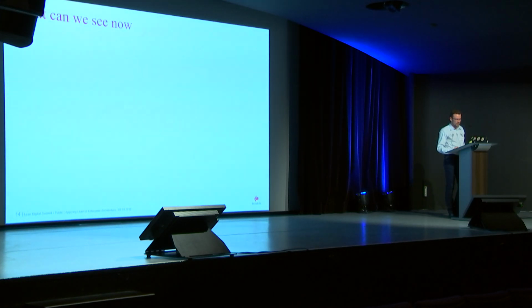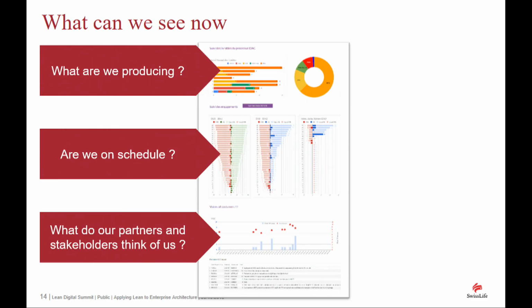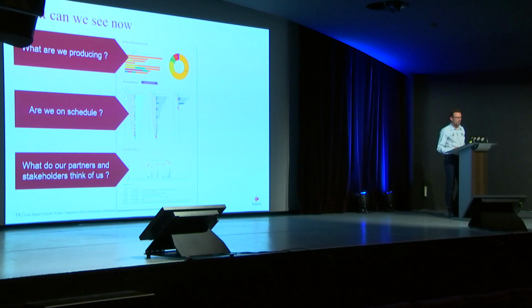So, what can we see now, after a few months? We're now able to be factual about what we are, in fact, producing by numbers, by types of productions and delivered. We're now able to take a high view on the schedule. Are we on schedule or not? Are we responding on time to our stakeholders? And, most important, what do our partners and stakeholders think of us to trigger the PDCA and improve our practices?